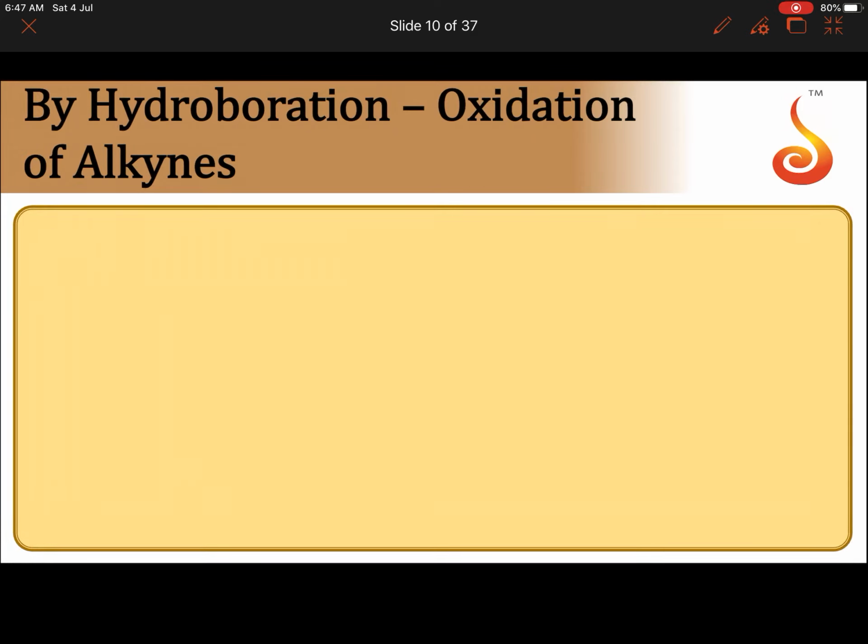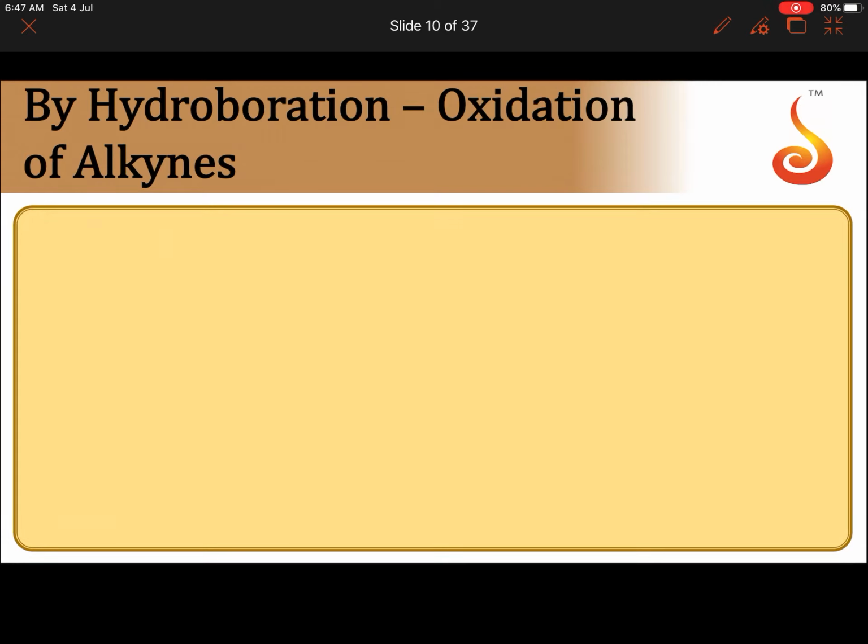What do I mean by symmetric here? Same number of carbon atoms on either side of the triple bond. If the alkyne has the same number of carbon atoms on either side of the triple bond, then it is a symmetric alkyne. And so symmetric non-terminal alkynes on hydroboration oxidation give a ketone, only one ketone you will get there.